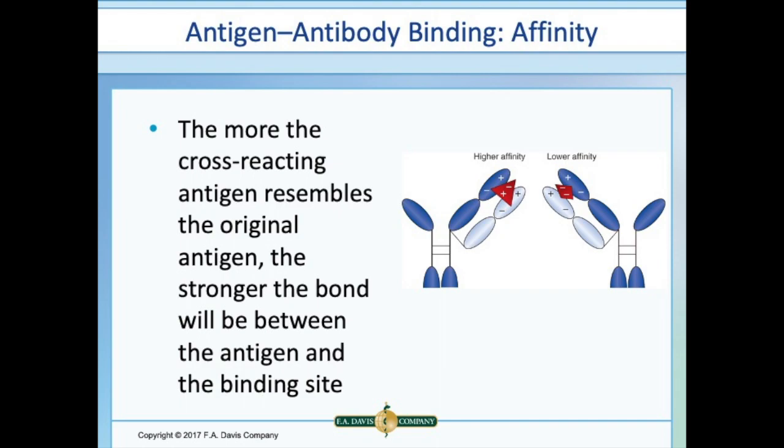Now, affinity involves FAB interaction with that of the epitope. The rule is: the more the cross-reacting antigen resembles the original antigen, the stronger the bond will be between the antigen and the binding site. Which means that if the cross-reacting antigen resembles the original antigen, even if they are not exactly the same, the bond will still be stronger. So that's the reason why in some cases serological reactions will also have cross-reactivity. And because of that cross-reactivity, we cannot expect that a certain serological reaction will be perfect, and there's even a chance of us getting a false positive reaction in some of the laboratory assays.